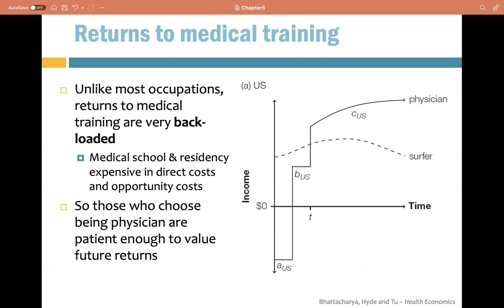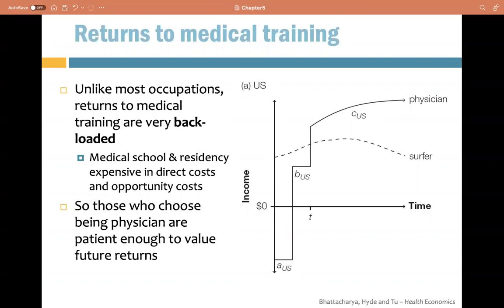So those who choose to become physicians are often more patient, patient enough to value their future returns. Here we have a graph that plots time and income for a server. The income is positive, and it slowly increases and then decreases over time. This time is in terms of a lifespan. Think of it as from age 18 all the way to age 65, let's say.